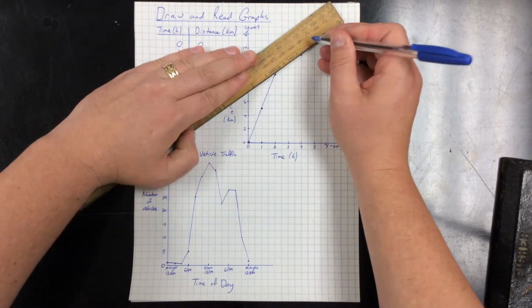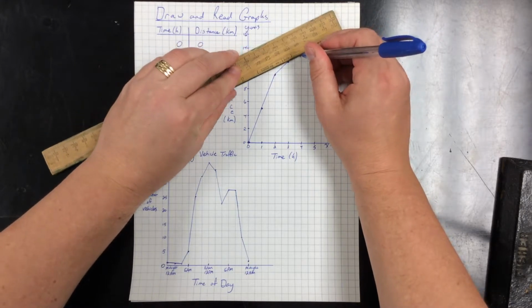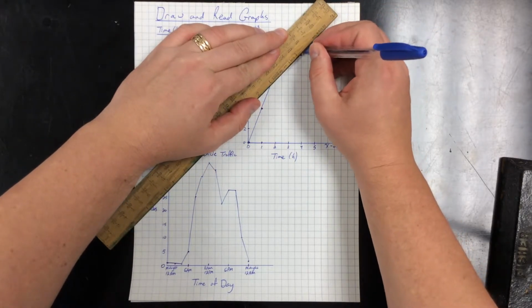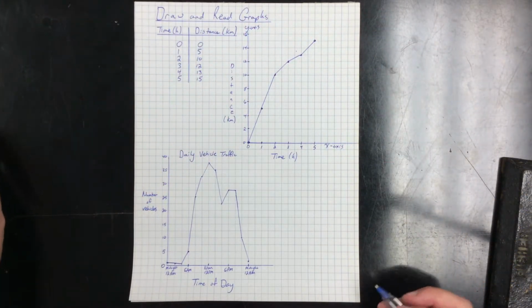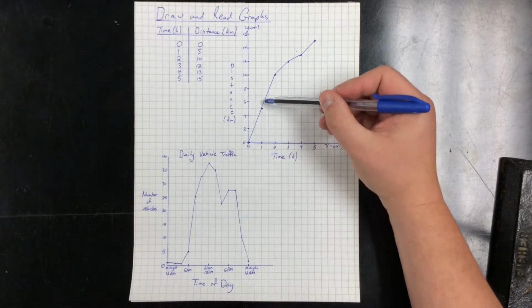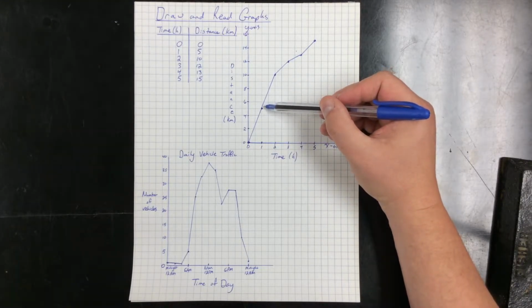And if we knew what this was about, perhaps somebody out for a hike or for a walk, we could start to tell a story behind it, start to see the patterns. They started at their home. The first hour they walked very quickly, went all the way 5 kilometers.